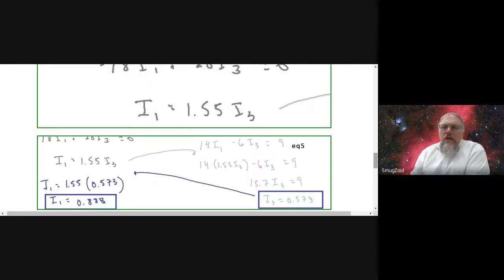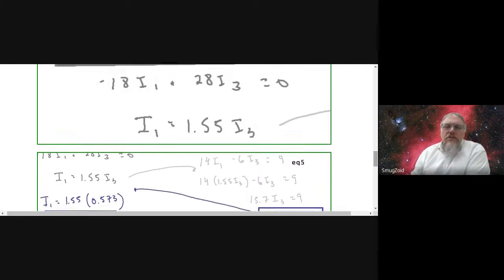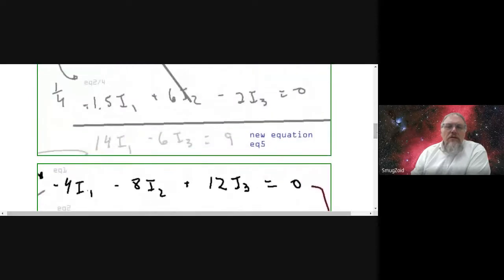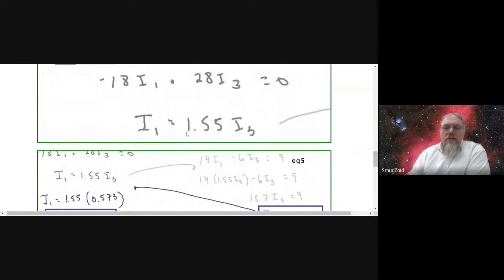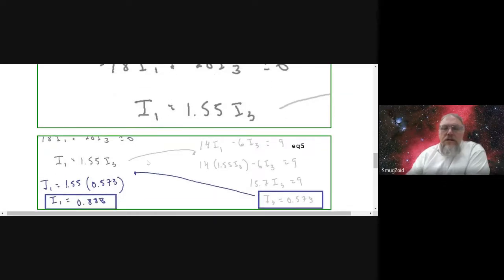Now we're going to move down to this, okay? Now, one of my newly formed situations, okay? Look at this guy up here. 14 I1 minus 6 I3 equals 9. I'm going to sub it in, add new equation 5 with this. I1 equals 1.55 I3, right? So I take that one and I add it into this equation. So it's 14, instead of I1, I have 1.55 I3, right? Minus 6 I3 equals 9.